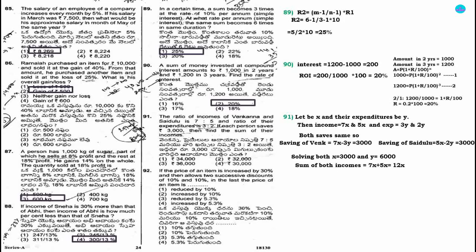Now the sum of their incomes they are asking, so the sum of the incomes is 7x plus 5x, that is 12x, that is 12 into 3000, that is 36,000. The answer is option 3. Now question number 92.